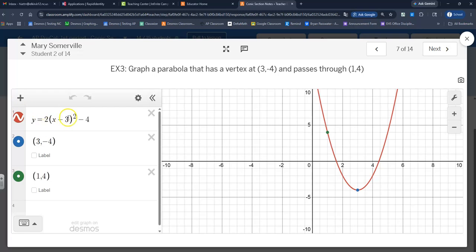So that vertex, use the opposite sign for the x because it's on the inside of the parentheses, right? You need to go to the right 3, so you put a minus 3 here. You need to go down 4, so you put the minus 4 here. That gets your vertex in the right spot.